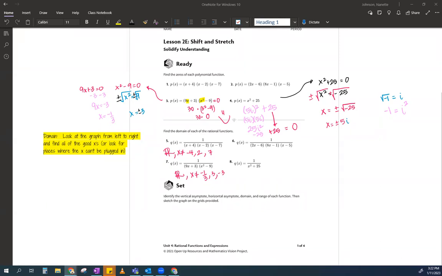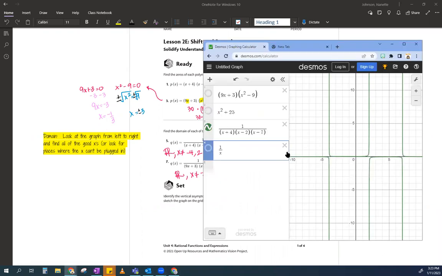Exactly. The denominator can't be equal to 0 because when you take a number and divide it by 0, you get something undefined, which is not a number. You get a concept called undefined. It doesn't work. Your calculator says error, right? So that's how you find the domain. When you're looking at the graph, you look from left to right and you find all the places where x can't be. See, x can't be -4, x can't be 2, x can't be 7. Good? Good job.